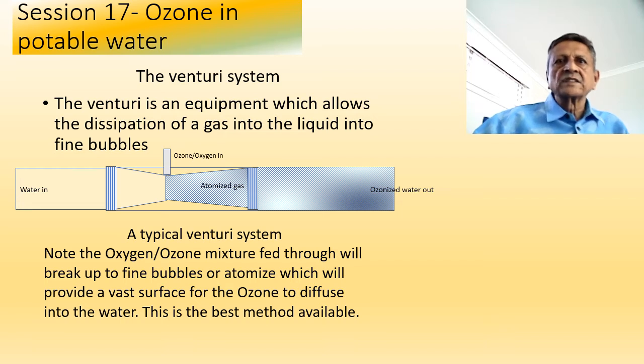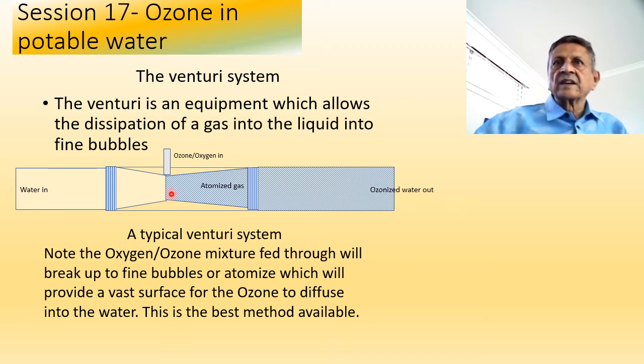This slide shows the design of a venturi. The venturi system is actually water coming under high pressure and expanding into the space, then causing some suction here. And the suction will suck ozone into the system in very fine atomized form and mix with the water to have an ozonized water.